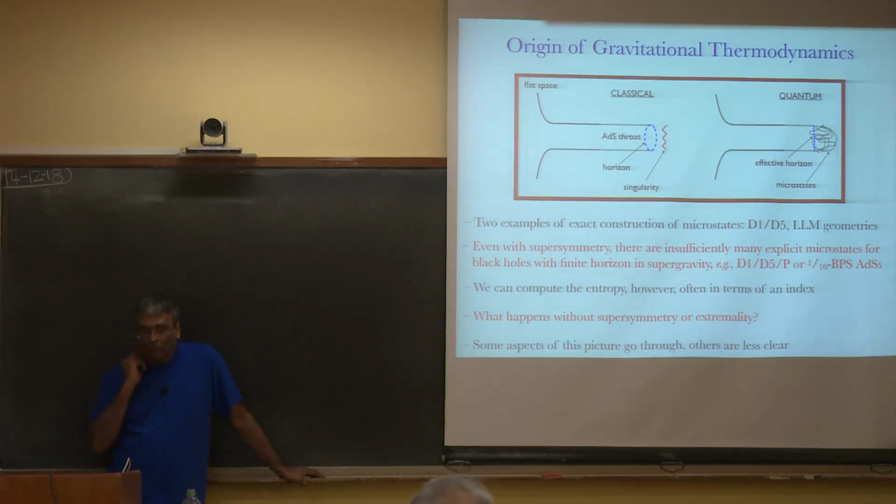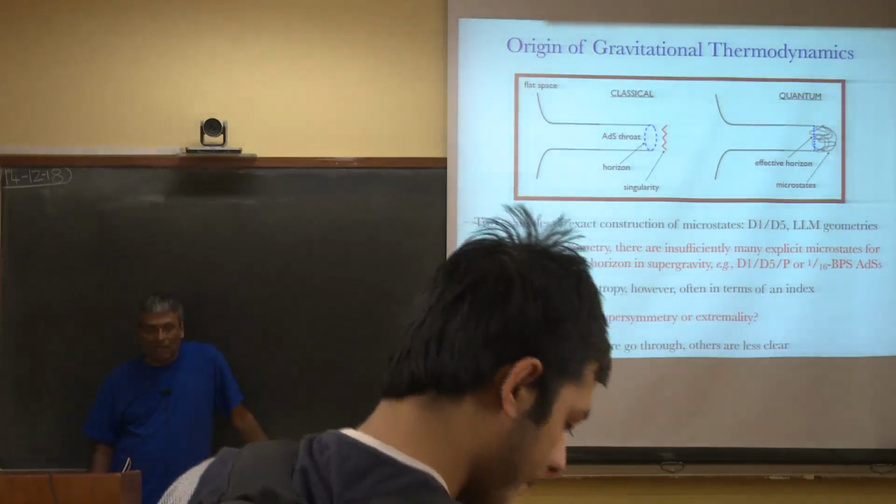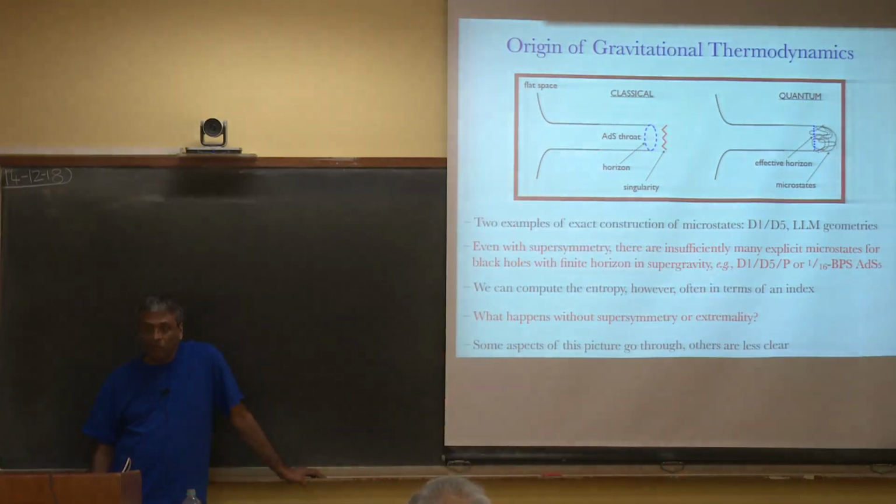So the two examples for which we have exact constructions of explicit statistical physical microstates for black holes are the D1-D5 system and the half BPS LLM geometries. These are the only two systems, one's quarter BPS, one's half BPS, for which the story holds in that we can associate exact states maybe to the entropy.